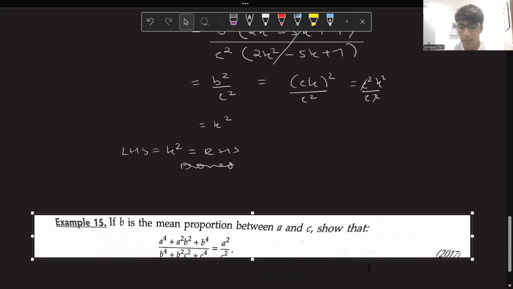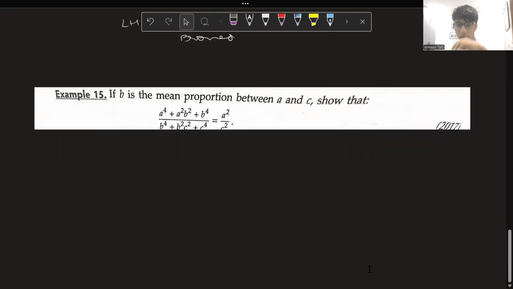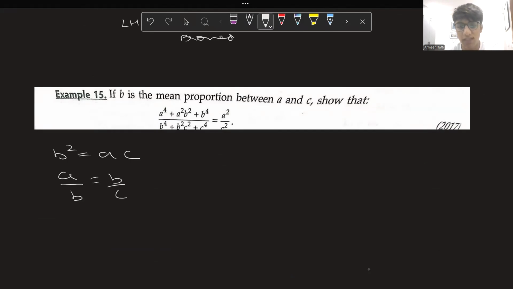Right. Okay. This has come in the 2017 board paper. Let's see how it goes. So they told us that B is a mean proportion between A and C. So we know that B square equals AC. But in these questions, it makes more sense to write it in terms of our simple ratio. So, A by B equals B by C. And once again, make it equal to a constant K.